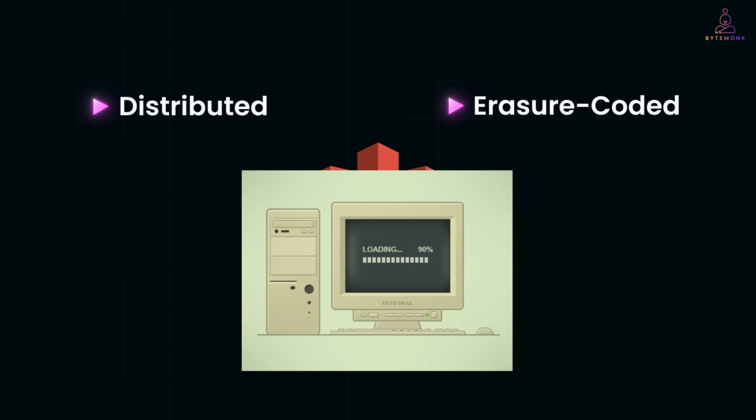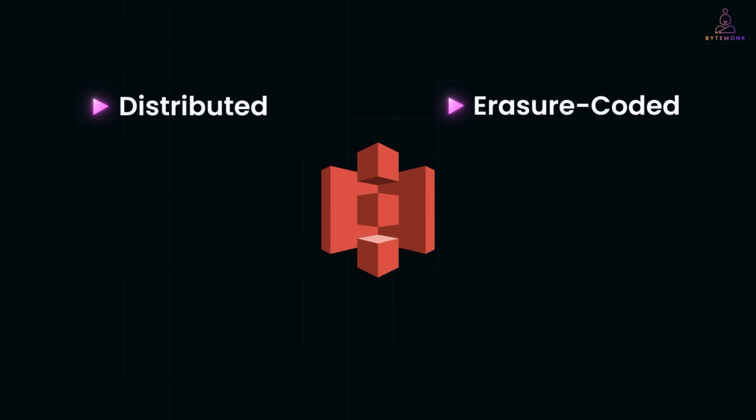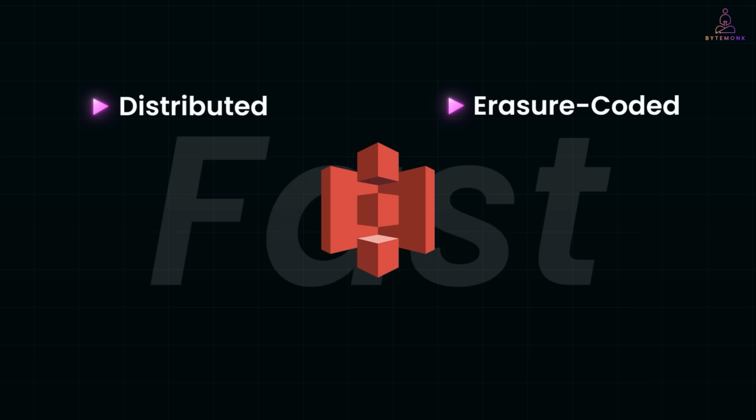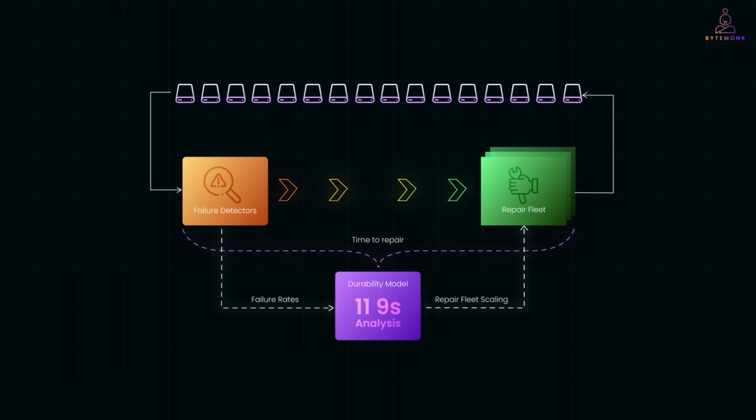Now, let's say a drive fails, which again is not a question of if, but when. Redundancy is great, but only if you can recover fast. That's why S3 is constantly checking the health of every single storage device. It monitors metrics like read-write errors, temperature, disk wear levels, almost like doing regular checkups on thousands of patients in a hospital. And the moment something looks off, boom, S3 springs into action.